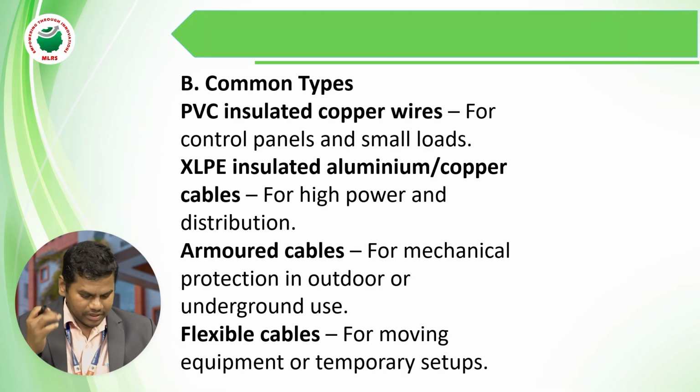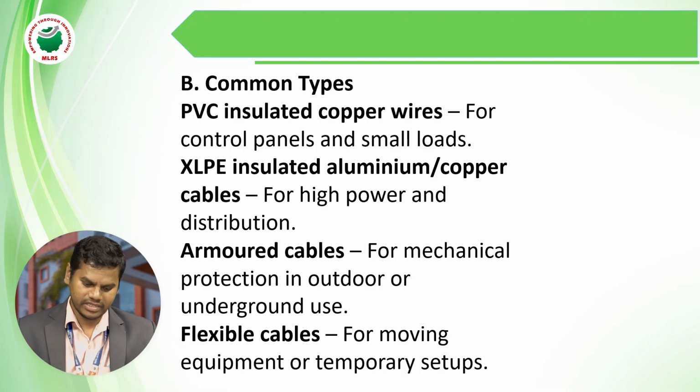Next, common types. In that continuation, common types: PVC insulated copper wires. PVC is polyvinyl chloride. PVC insulated copper wires are for control panels and small loads. XLPE insulated aluminum or copper cables are only for high power and distribution purposes.